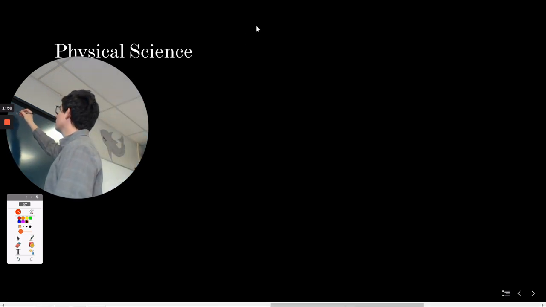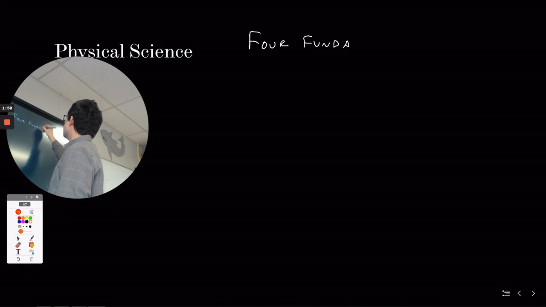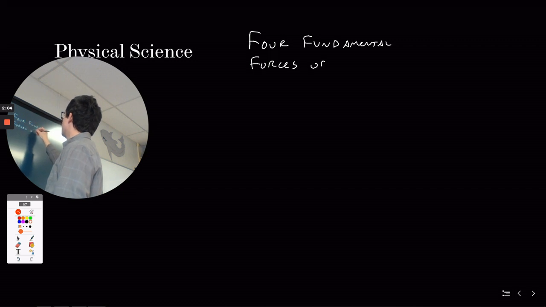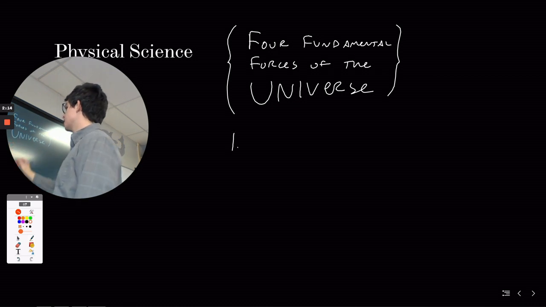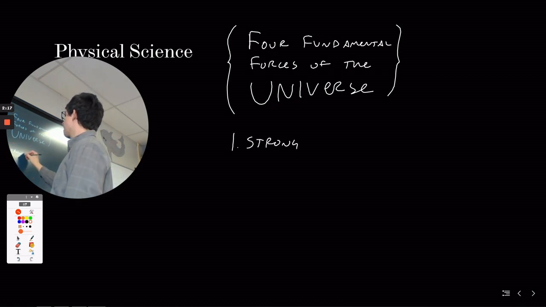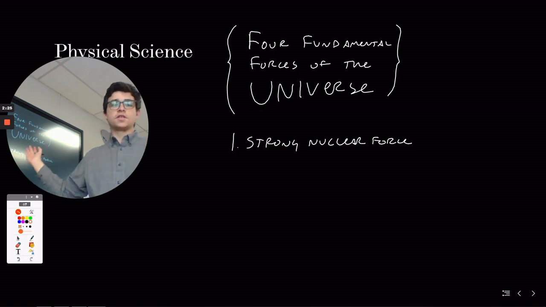So the 4 fundamental forces of the universe. From strongest to weakest, once again, they are the strong nuclear force, which we'll talk about more in the future, but for now it's sufficient to say that this is the force that holds together the protons and neutrons in the nucleus of an atom.